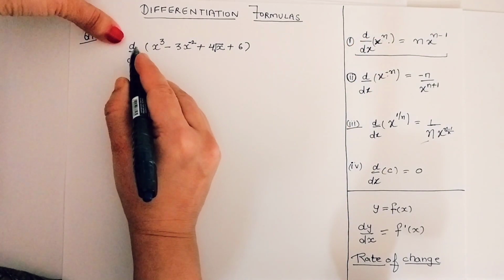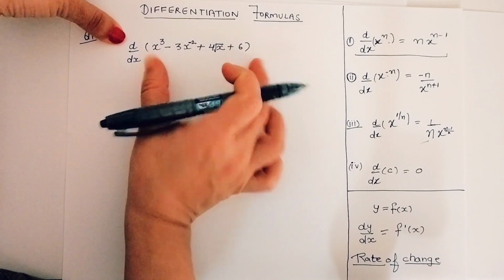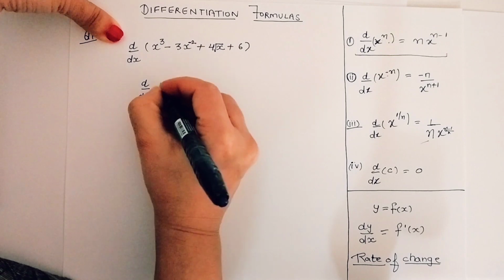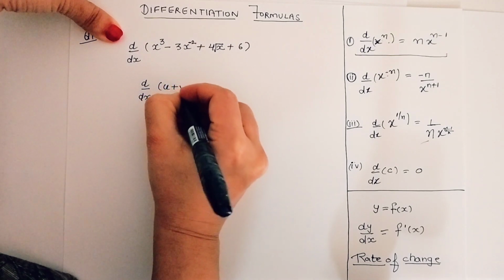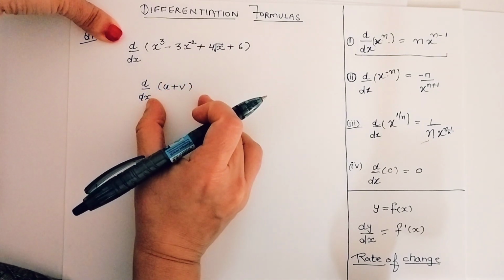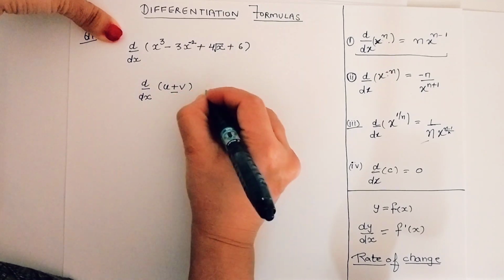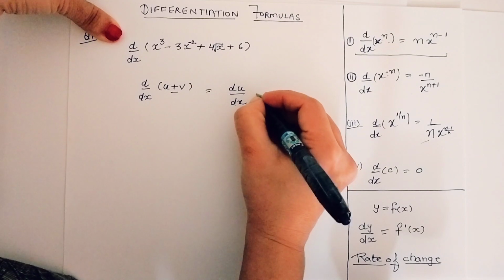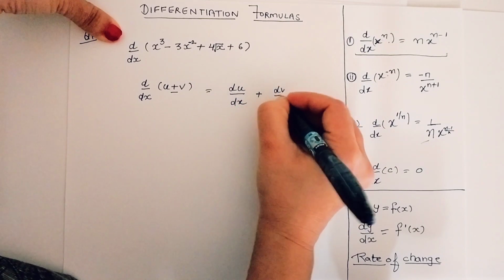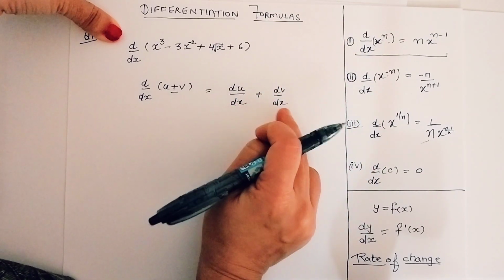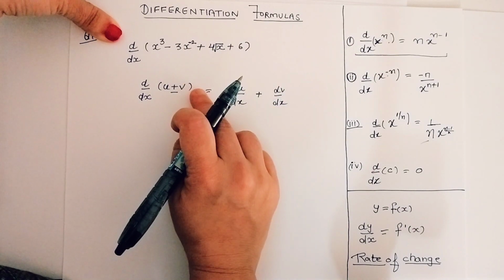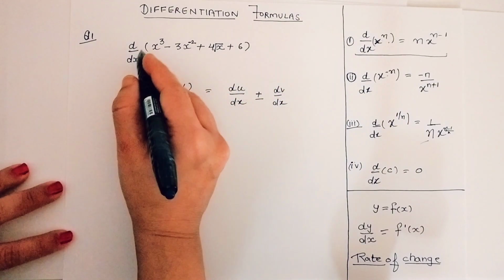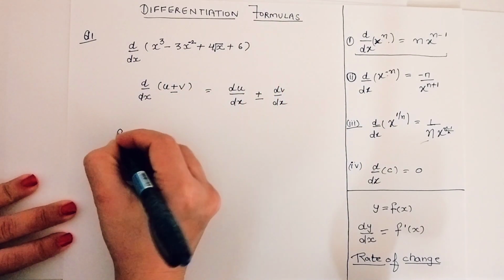So this is d by dx of this. First of all, I will tell you one formula. If you have d by dx of two or three functions which are in addition or subtraction, then what do we do? We just separate it. If we have plus, then we write du by dx plus dv by dx. If we have minus, we write du by dx minus dv by dx. So here we have this, so we will separate it.